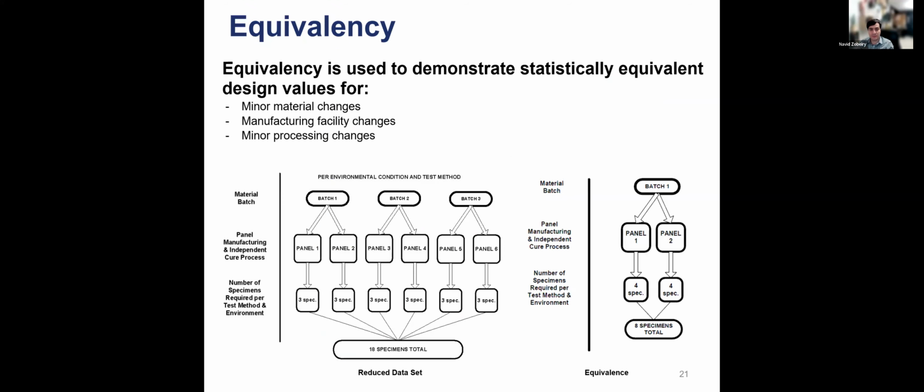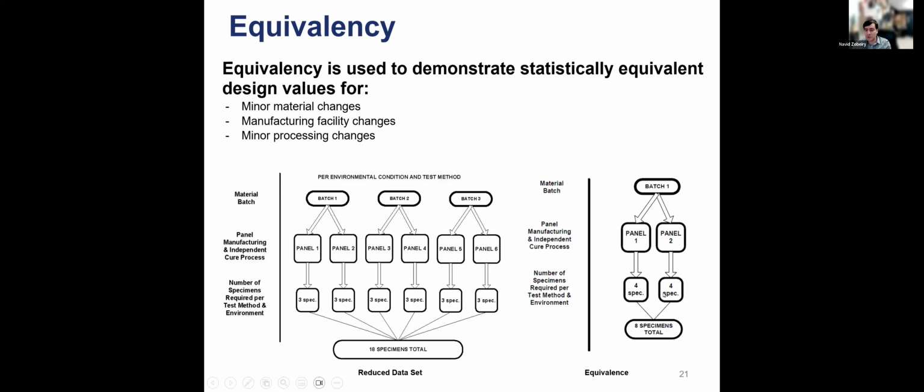Okay, so what is material equivalency? Sometimes, if you have done all of these tests before, and you're slightly changing your material, or you're slightly changing your facility. For example, you have a new autoclave, or you're slightly changing the way you're doing vacuum bagging. So your changes are not drastic, but still there are minor changes.